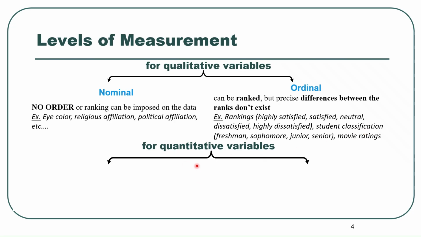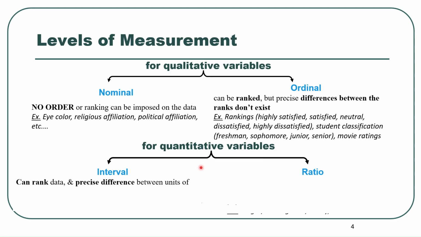So for the quantitative variables, we do have two other levels for measurement or scales to measure them. The first one is interval and the second one is ratio. So quantitative variables are either measured on the interval scale or the ratio scale. What is the difference between these two?